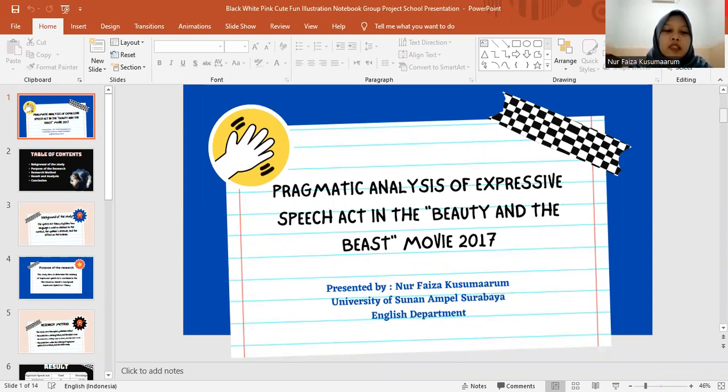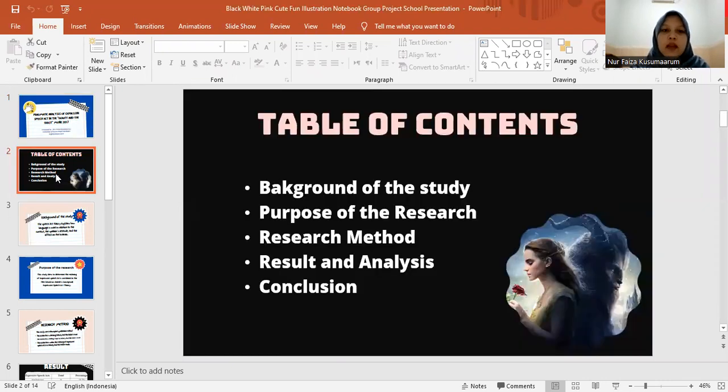Today, I will present this article entitled Pragmatic Analysis of Expressive Speech Act in the Beauty and the Beast movie 2017. I have 5 tables of contents that I will discuss. First, background of the study. The second, purpose of the research. The third, research method. The fourth, result and analysis. And the last, conclusion.